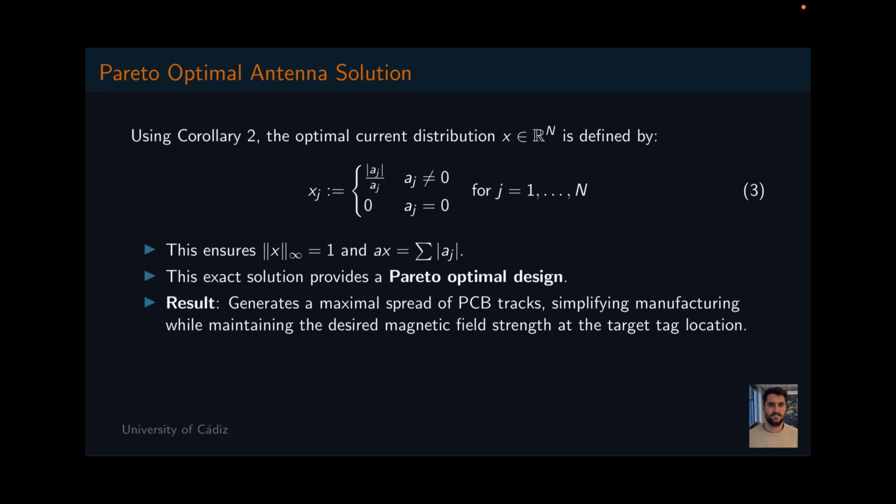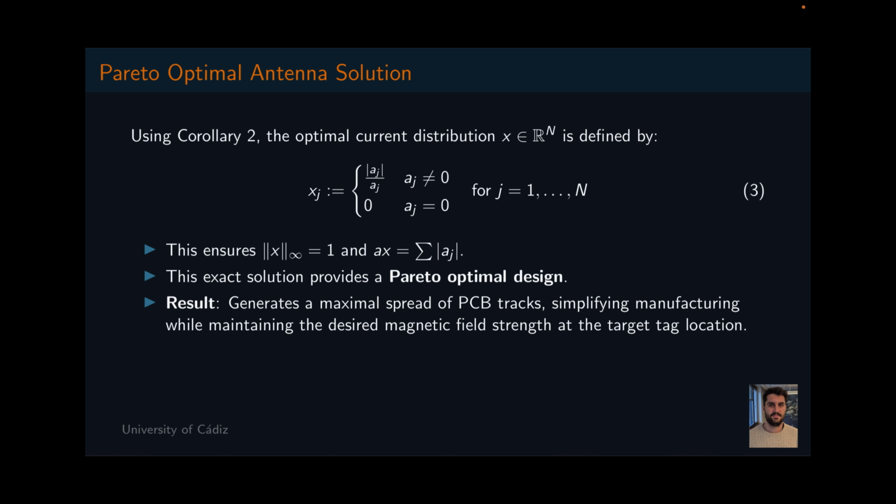By applying Corollary 2 to our newly transformed problem, the mathematics gives the exact optimal current distribution without requiring numerical approximations. The optimal current X sub j at any physical segment of the antenna is determined simply by the sign of the magnetic field sensitivity coefficient A sub j. The magnitude of the current is uniform across the board, meaning that the infinity norm of X equals 1.